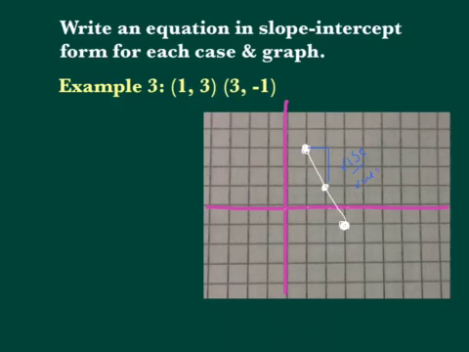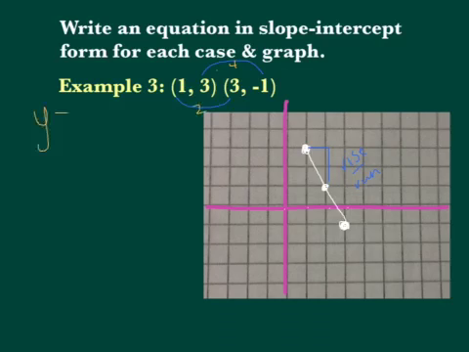What's the vertical change and the horizontal change? So from this graph you can count, or you can just use that rise and run to help you find the slope. And you can also find the slope using delta y over delta x. So the y's change from 3 to negative 1. That means it went down 4. And the x's went from 1 to 3, so that means it went up 2.